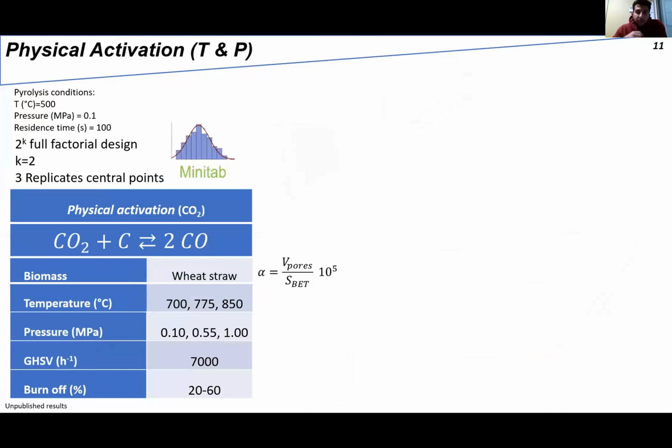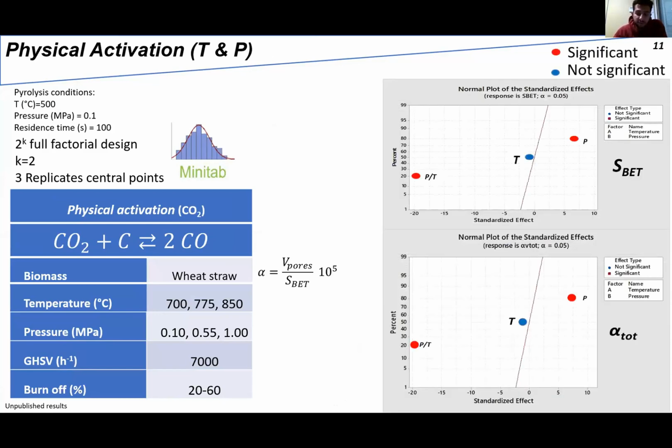About the influence of temperature and pressure in physical activation processes, we have tried to follow the same design of the study of the precursors. We have done a 2^k full factorial design, in this case with k equal to 2 factors, which are the temperature and the pressure. And again, we have defined a variable alpha, as reported here in the formula.